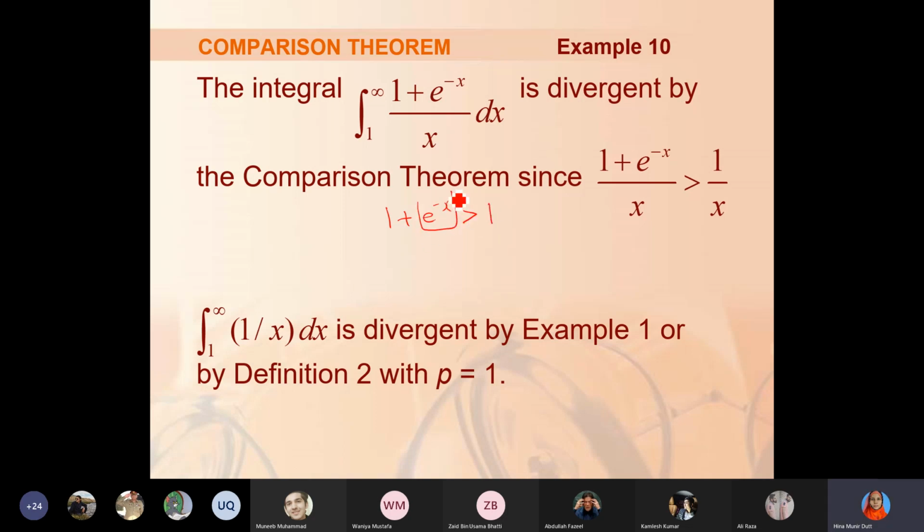This number is always positive. जो भी number होगा यहाँ पे it is always greater than 0. When I add a number greater than 0 to 1, it is always greater than 1. तो यहाँ पे ये number 1 से बड़ा ही होगा. So if I divide it with x, since x is greater than 1, so the inequality remains unchanged. So this interval 1 to infinity 1 over x dx is convergent or divergent? We have seen that this is divergent. So this implies that this integral is also divergent.